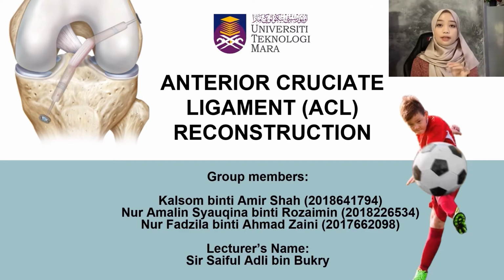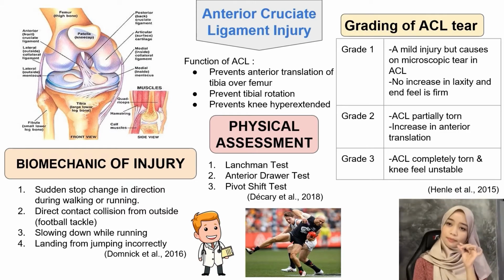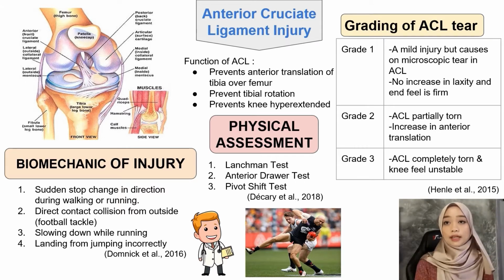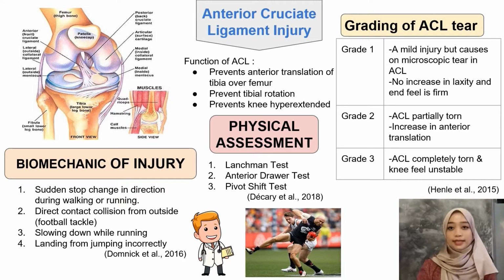Today we will present about the anterior cruciate ligament reconstruction. First of all, let me introduce a little bit about the human knee joint. The articular cartilage of the knee consists of anterior and posterior cruciate ligament and medial and lateral meniscus. The extracapsular structures comprise the medial and lateral collateral ligaments, and the muscles of the knee joint consist of quadriceps and hamstring. The function of ACL is to prevent the anterior translation of the tibia over the femur.